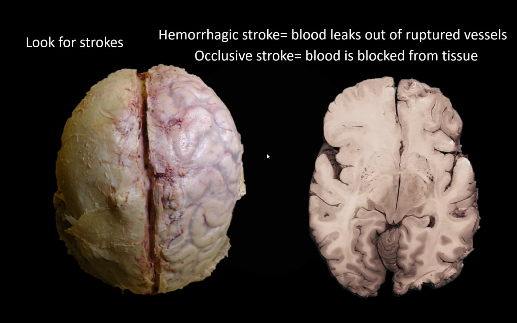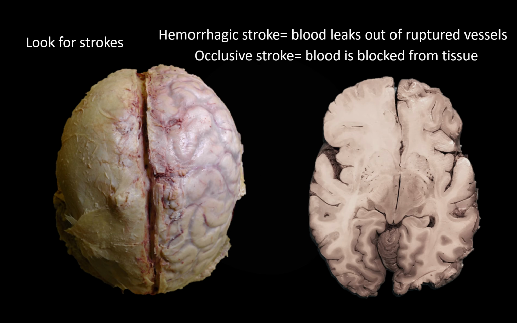And then an occlusive stroke is a little bit harder to see sometimes grossly. It really depends on whether the occlusive stroke is acute, so it just happened before death, or whether or not it happened a long time ago. Whether or not you'll see different changes in tissue.